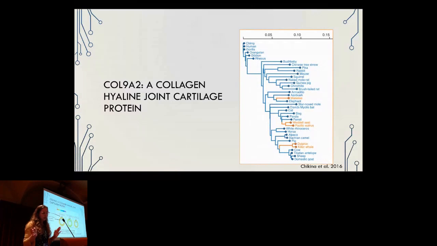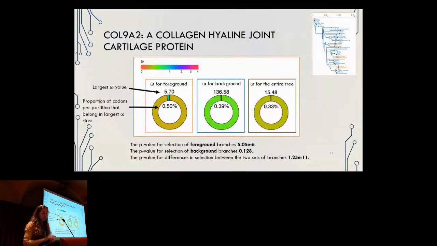So looking at the data from running COL9A2 through BUSTED-PH, we have at the top of these circles here the largest omega values for the foreground, background, and the distribution over the entire tree. We'll notice that they're all greater than 1, which, reminder, indicates positive selection. However, looking at the p-values, only the test for selection in the foreground, as well as the test for the difference in selection between the 2 sets of branches were significant.